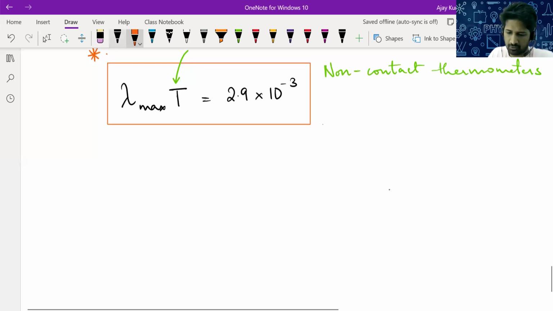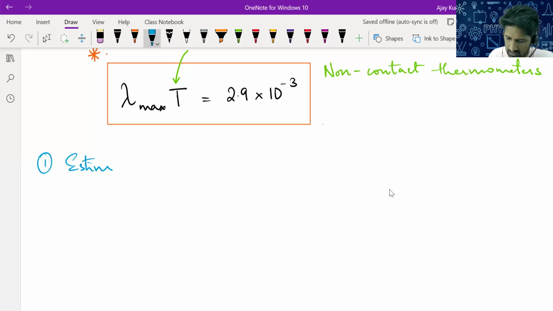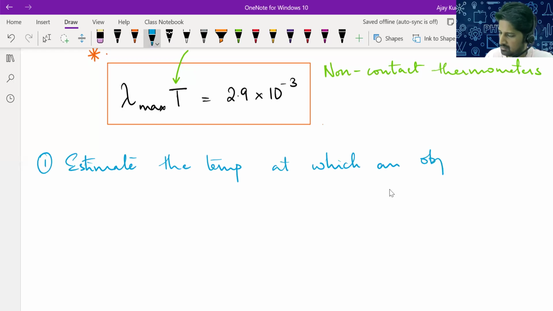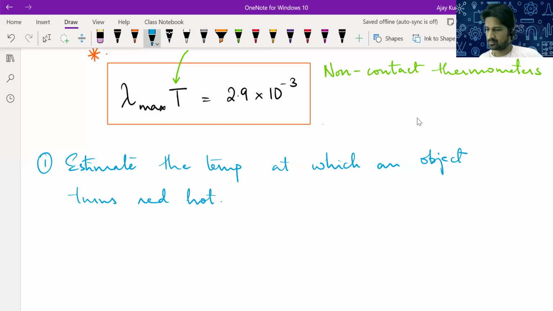So I want you all to apply this formula. First question: estimate the temperature at which an object turns red hot. You know the wavelength corresponding to red, no? 700 nanometers. Nano means 10 power minus 9. Keep that point in mind. Estimate the temperature at which an object turns red hot. Do this, all of you. I'll give you 2 minutes. You may use a calculator if required.